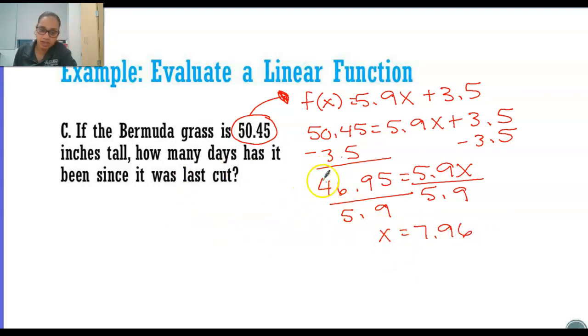So make sure that your answer makes sense in context of the word problem. If the Bermuda grass is that tall, how many days has it been since it was last cut? I'm going to say about 8 days. It's really close to 8 days.